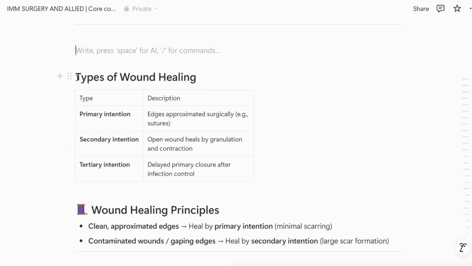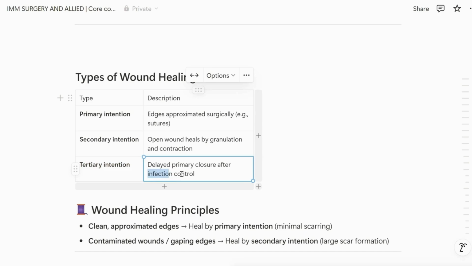So at the end, we will talk about the different types of wound healings. We have primary healing, secondary healing, as well as tertiary healing. In primary intention healing, the wound edges are perfectly approximated with the help of sutures, whereas in secondary intention, the wound is left open and it heals by formation of granulation tissue and by means of contraction, which is done by the myofibroblasts. Then we have the tertiary intention. In this, primary closure is achieved after infection has been controlled.